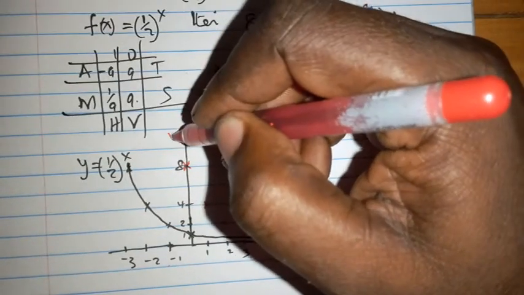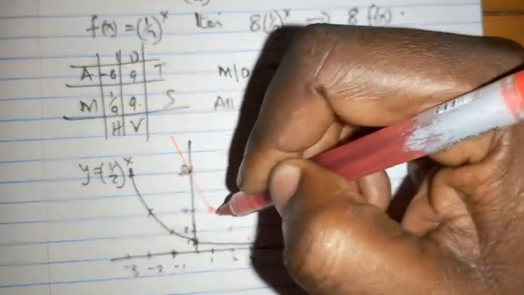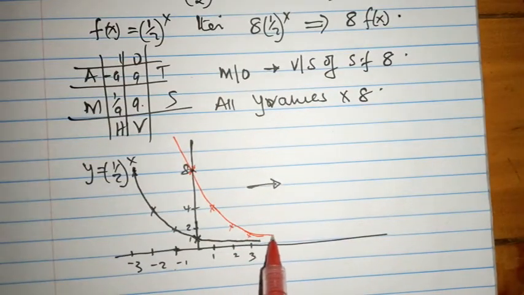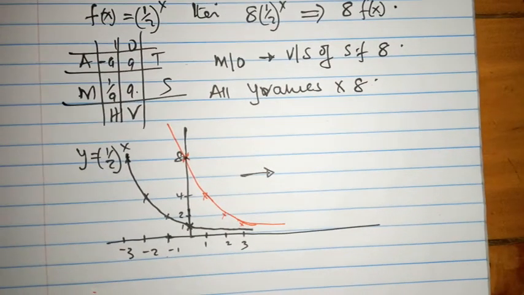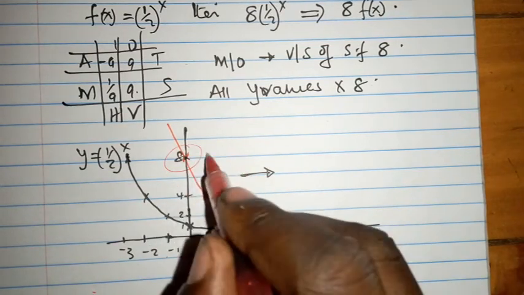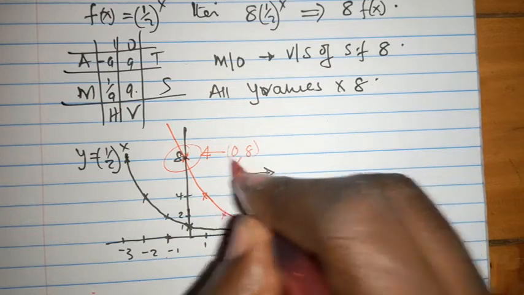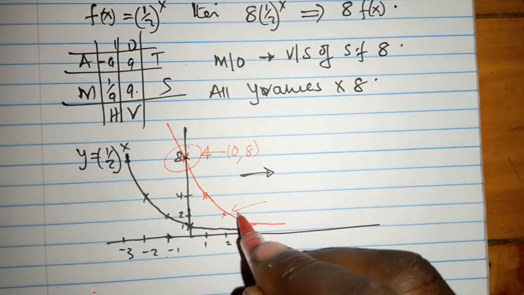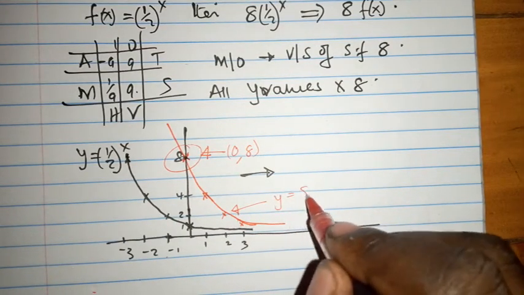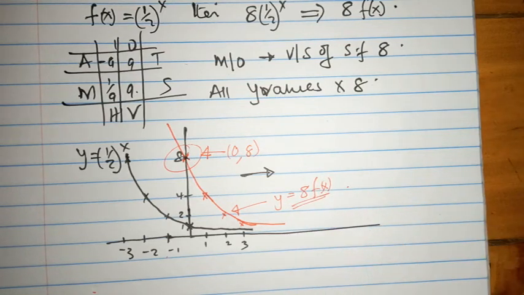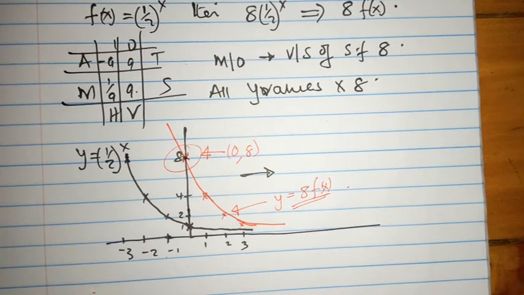So the same kind of graph we saw in the first attempt is going to be repeated here. Of most importance, we can already see that the graph cuts the y-axis at 0, 8. And this is now the graph of y equals 8f(x), if f(x) happens to be a half raised to x. So either way, you will get there, and it is awesome.